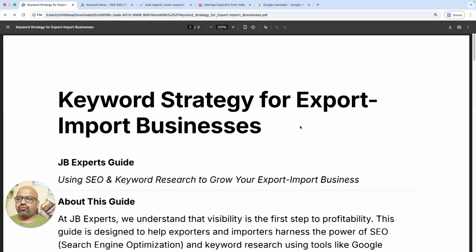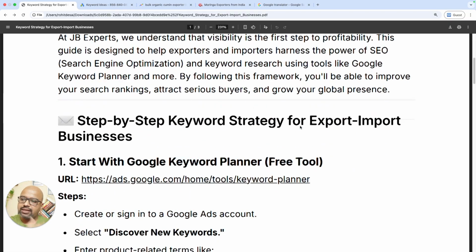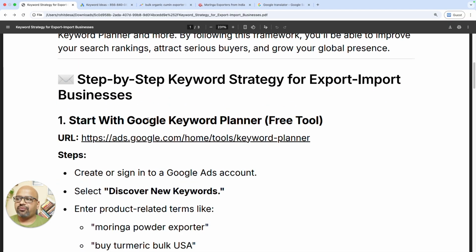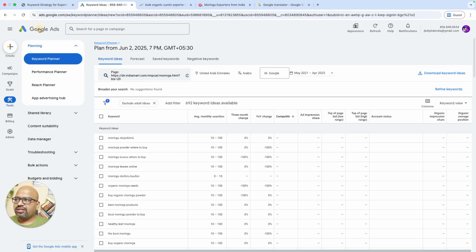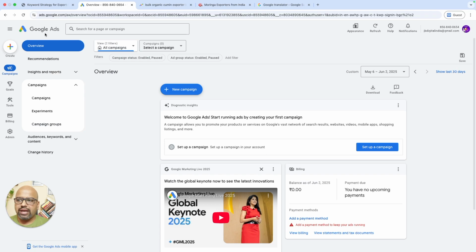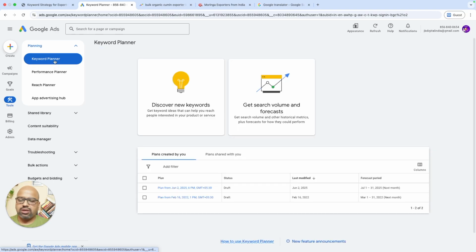Okay. So for exporters and importers, they can get keywords especially from a free tool, which is Google Keyword Planner. If you have a Google account, you can get this at free of cost. There is no price involved here. You can just go and create a Google Ads account. In that itself, you can go to the Tools section, Keyword Planner, and this is what you have.